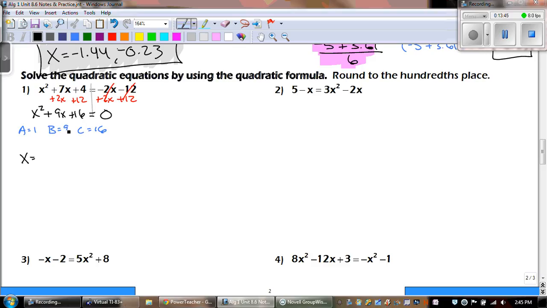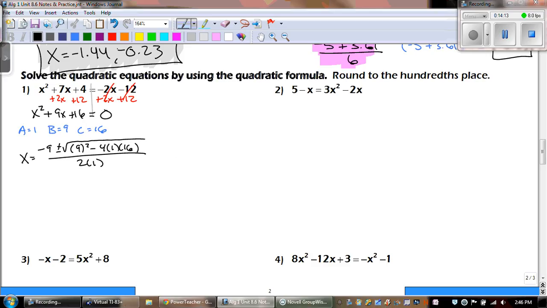Okay, so x equals the opposite of b plus or minus the square root. I'm going to put all of these in parentheses. B squared minus 4ac all divided by 2a. All right, do you guys see where all that information came from?